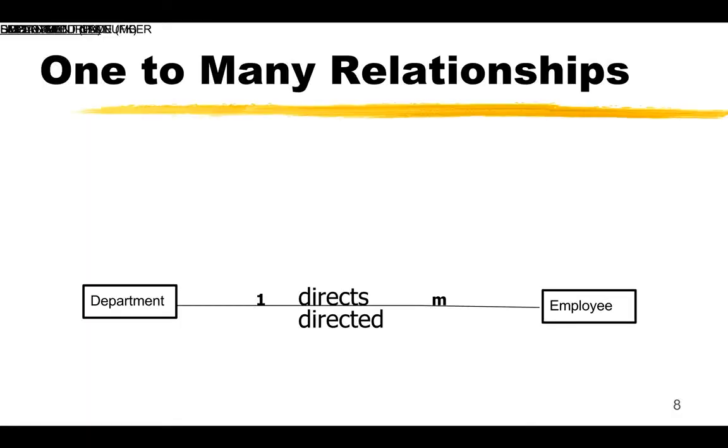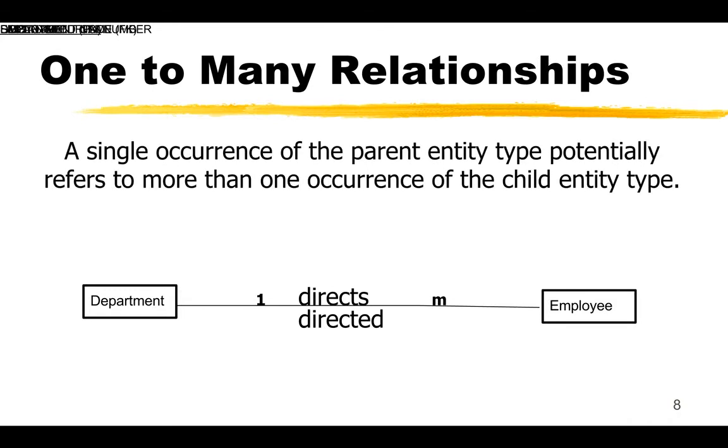Let's look at one-to-many relationships. As we look at this, putting the cardinalities and association together, the thing that you're going to try to achieve all the time is making sure that you have a one-to-many relationship between all your entities. A single occurrence of the parent entity type potentially refers to more than one occurrence of the child entity type is what a one-to-many is.